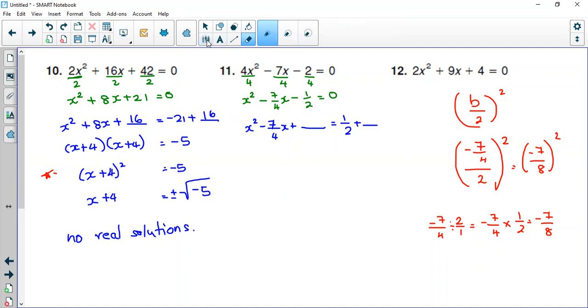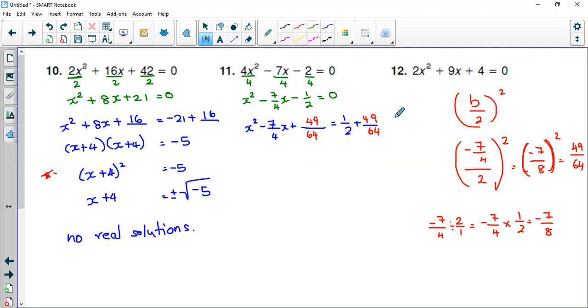Okay, now here, what you're going to do is, where did I leave? Okay, so negative 7 over 4 divided by 2 is going to give you a negative 7 over 8. Now you're going to find out what's the square of negative 7 over 8. Negative 7 square is going to give you a 49, and 8 square is going to give you a 64, which would mean you're going to add 49 over 64 to both sides of the equation.